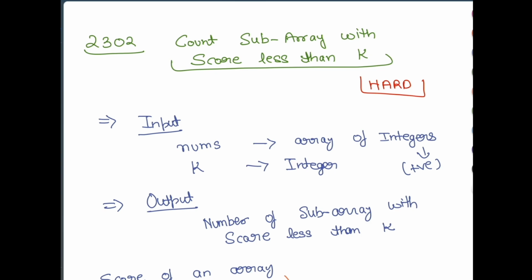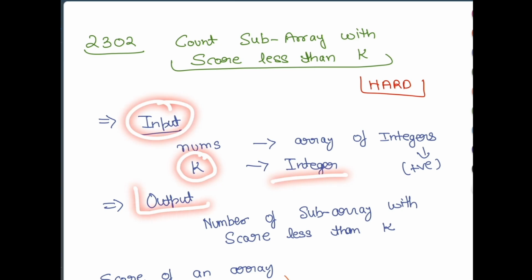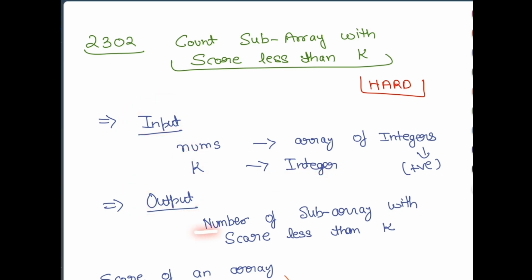The given input in the problem is an array of integers nums and another integer k. The array nums contains positive integers, and k is also a positive integer given in the input. We need to get the output as the number of subarrays with score less than k. Now this k is coming from the input, and you need to create the subarrays from the given array nums. You need to find the count of subarrays which have score less than k.